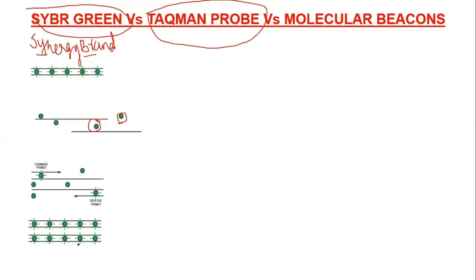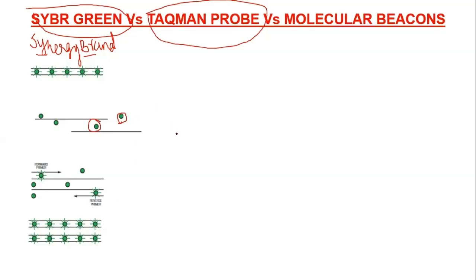So as your amplicon concentration increases, your SYBR Green fluorescence also increases. From that, you can say you are getting more fluorescence, that means more amplification is happening. Based upon the fluorescence, you can say how much amplicon is present in the given sample.